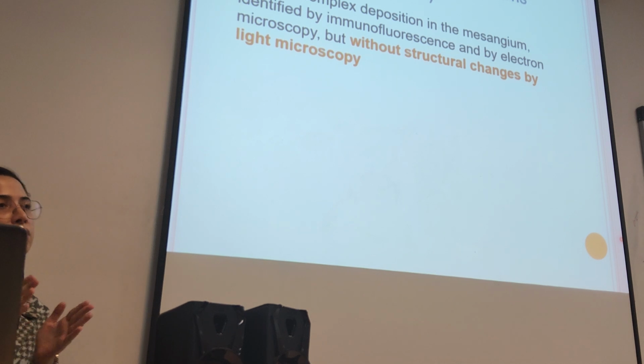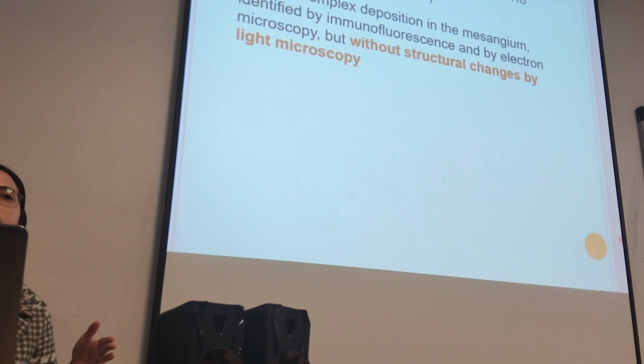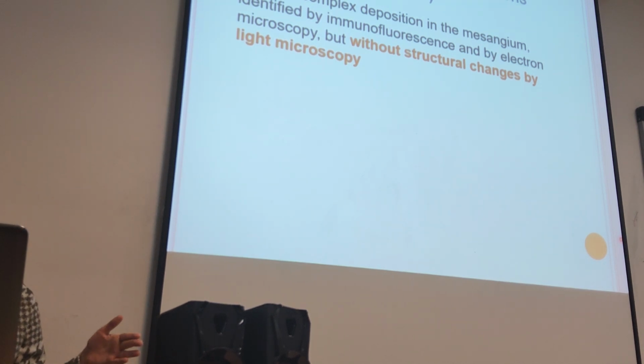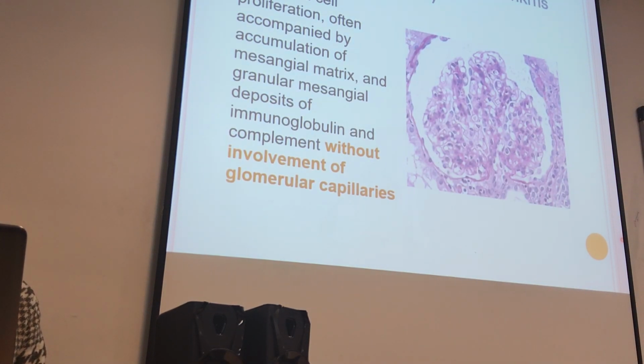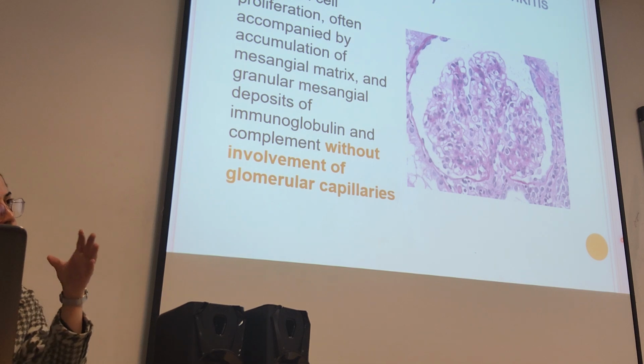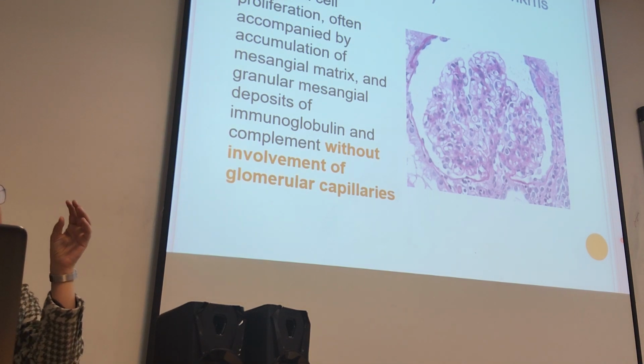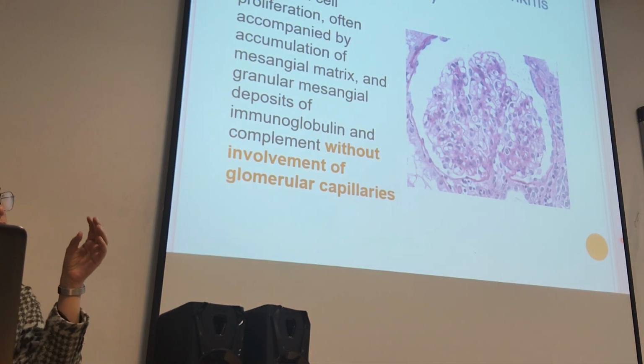We don't have many symptoms, and we don't have changes in light microscopy. We only have changes which are detectable by electron microscopy. In class 2, we have mesangial proliferative lupus nephritis, in which we have mesangial cell proliferation and expansion of mesangial matrix. So we have mesangial involvement, and we do not have capillary involvement.